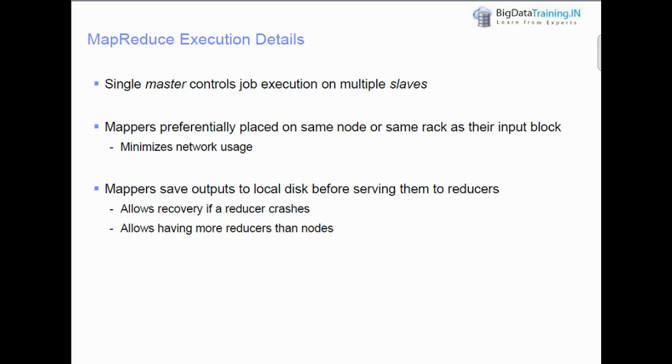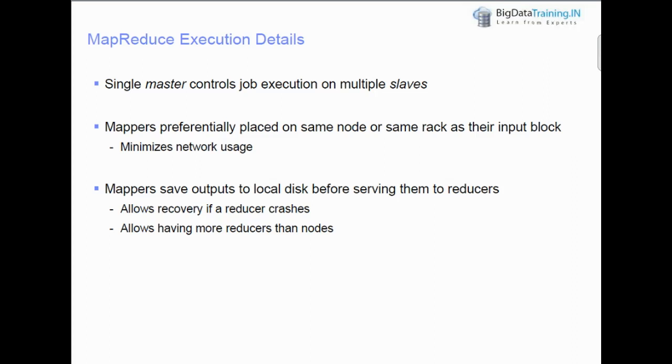Mappers save the output to local disk before serving it to the reducer. The output of your mapper is what you call intermediate key value pairs. These key value pairs would be written to the local disk of your mappers, and those intermediate key value pairs would be collected during the shuffle and sort process. Once a mapper has been completed, its output will be collected and kept. So that is what the whole thing does.